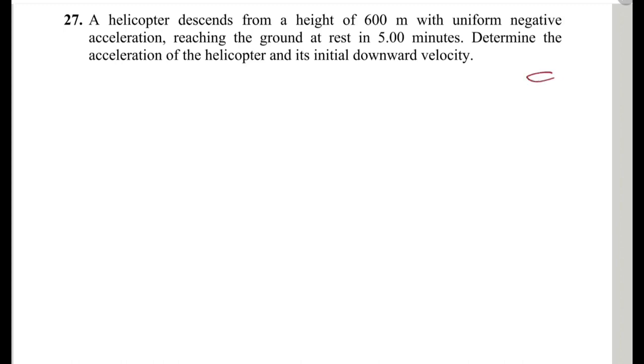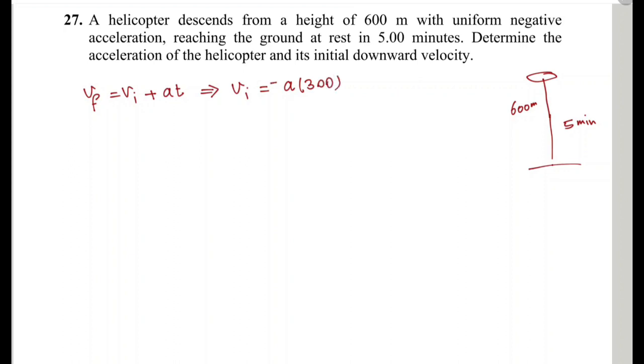So here's the situation. The helicopter descends with negative acceleration from a height of 600 meters and reaches the ground at rest in 5 minutes. We need to calculate the acceleration of the helicopter and its initial downward velocity. For this one, V final equals V initial plus aT, in other words, the initial velocity equals minus a times 300, and don't forget the minus sign, because the final velocity is equal to 0.